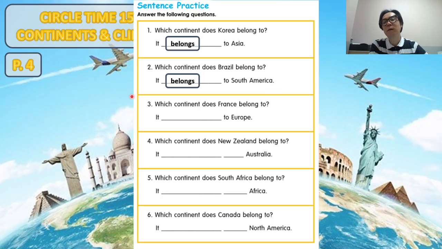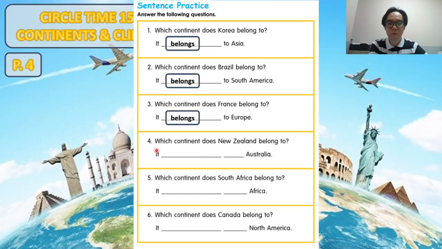Okay, now, number 3, if you're still with me, it says, which continent does France belong to? And we know the answer to that. It, what to Europe? It belongs. It belongs to Europe.